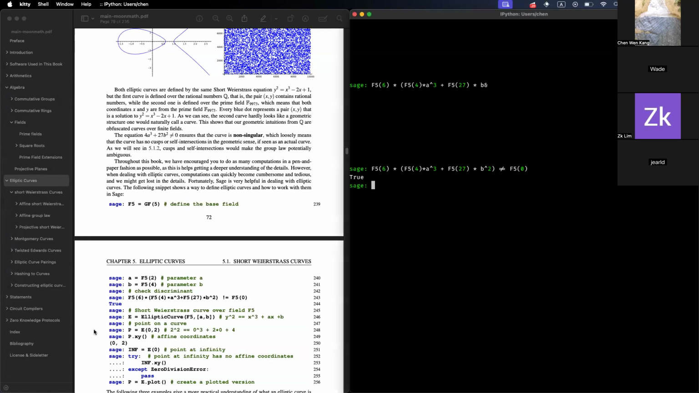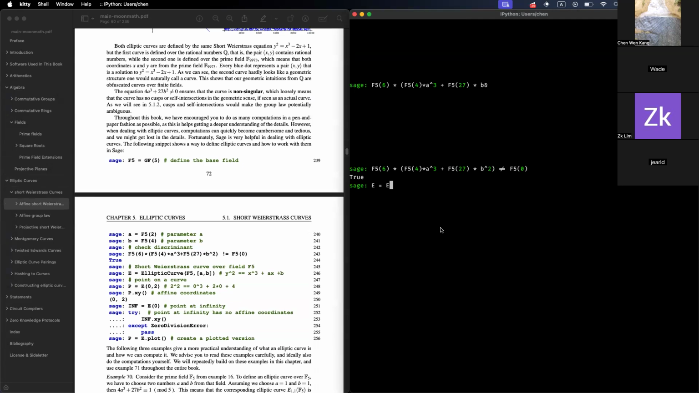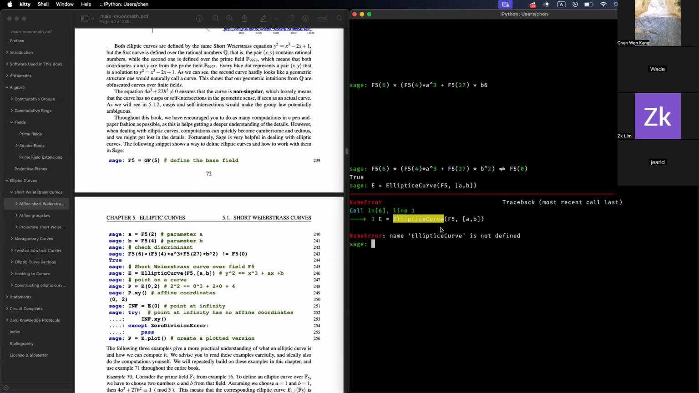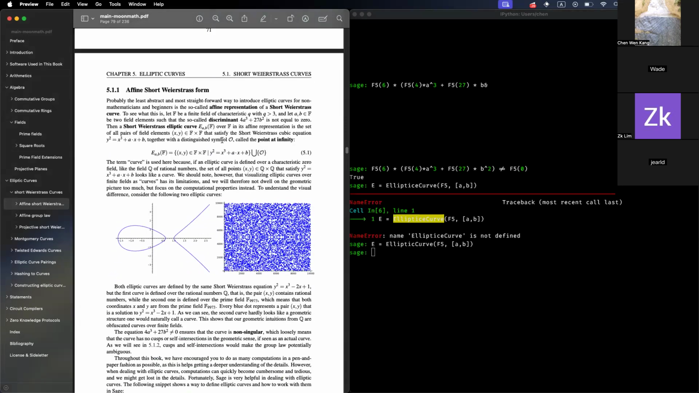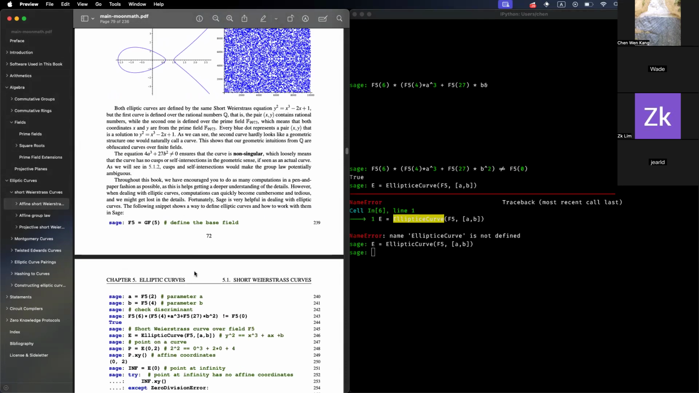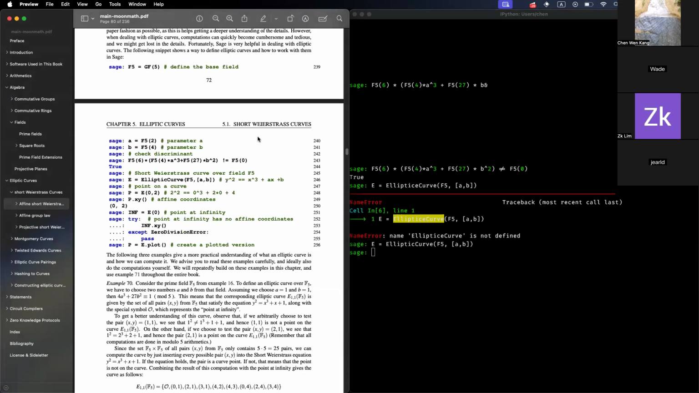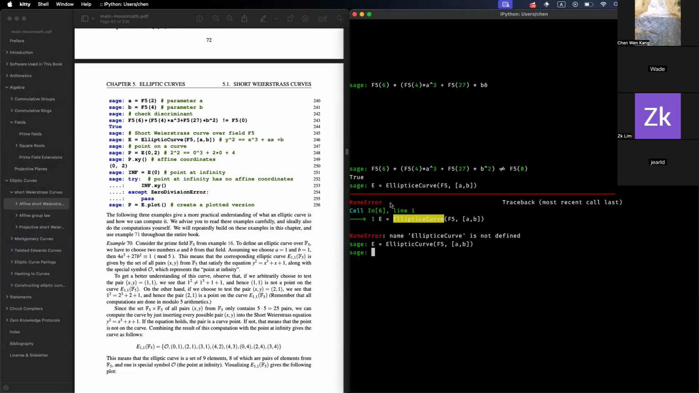Now, let's do E equals elliptic curve. Oh, I spelled it wrong. And oh, sorry, this is not the form. I think this is just the discriminant of it. Yeah, so this is this. I'm very sorry, it's just checking this. Anyways, okay. P equals E 0 2.